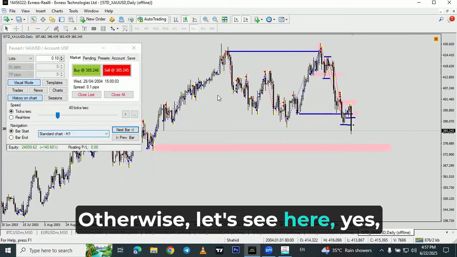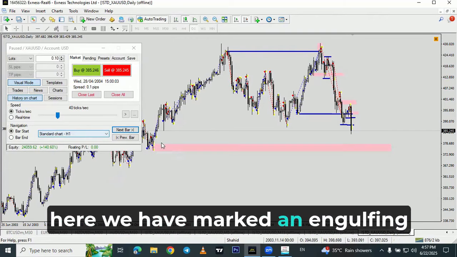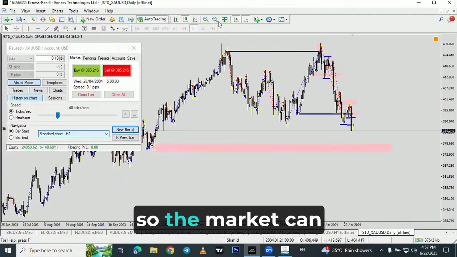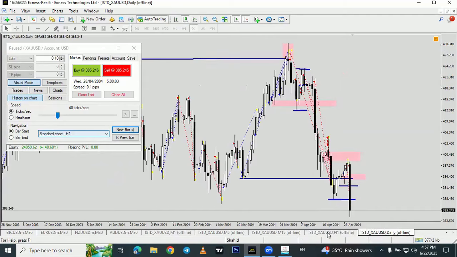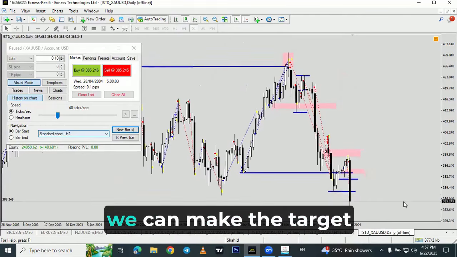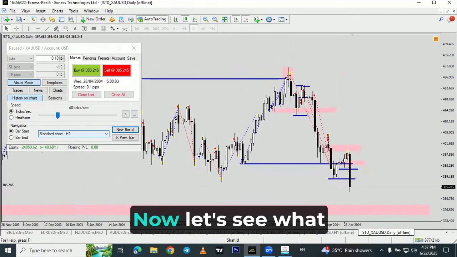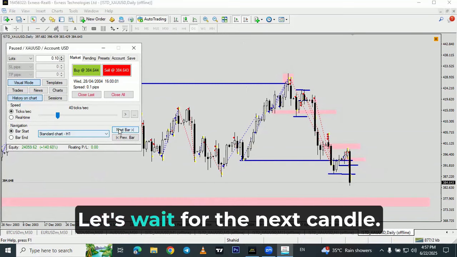Otherwise, let's see here. Yes, here we have marked an engulfing which hasn't been tapped yet. So the market can come to tap it. And if we look at it, target, we can make the target the lower zone. Now let's see what the market does. Let's wait for the next candle.